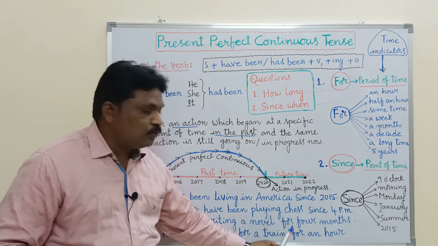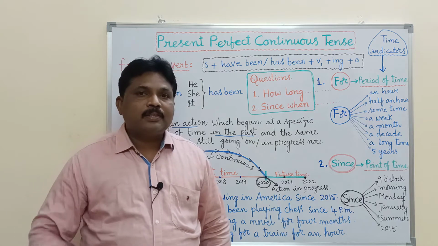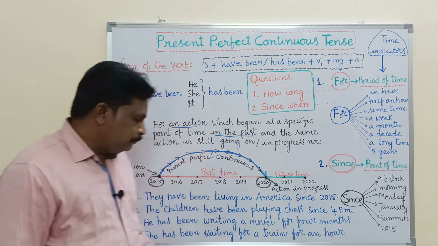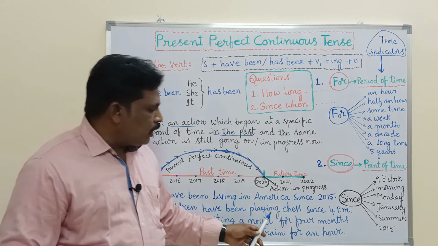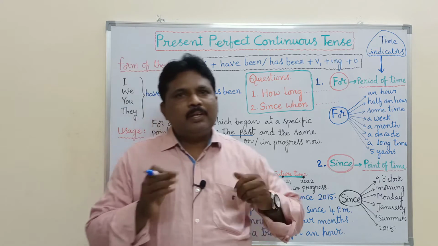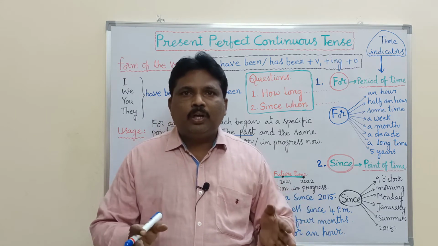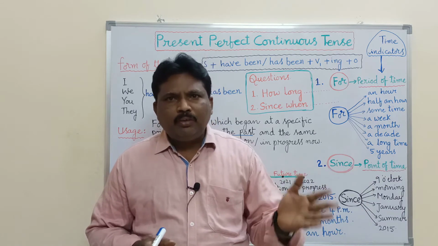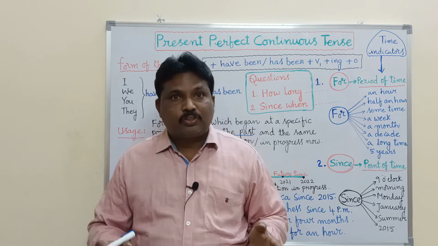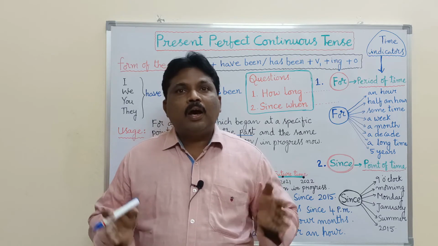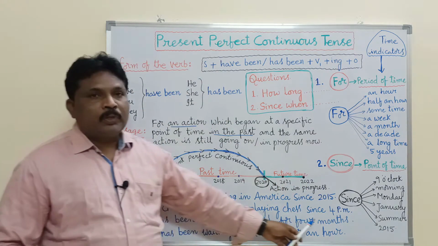Here you observe these 4 examples. In these 4 examples you find 2 time indicators. I will introduce you after a few minutes. Look at the third example. He has been writing a novel for 4 months. Imagine there is a novelist. This novelist started writing a new novel 4 months ago. Even after 4 months, the act of writing has not been finished. Still it is in progress or going on. Then we use present perfect continuous tense.